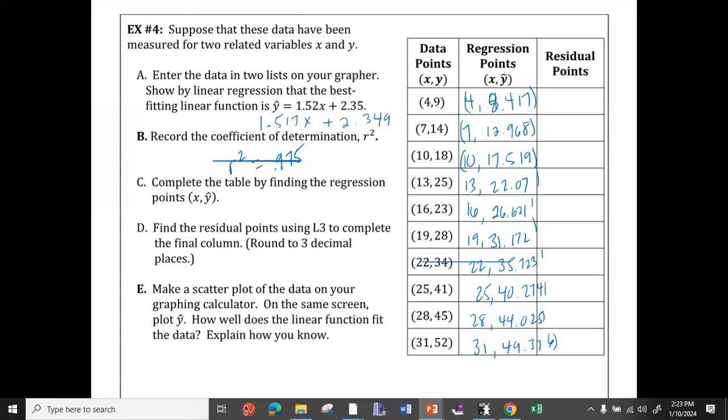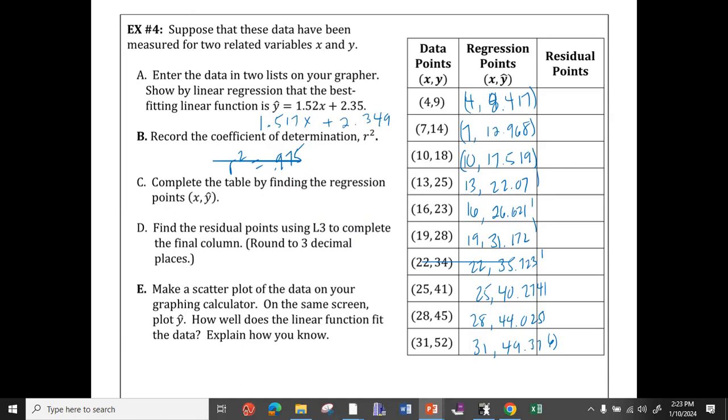Remember, my pen does weird things? So we found our R squared, and because R squared is fairly close to 1, we know that this is a really good model, right? So we found our values. Now, find the residual points using L3, which we did, round to 3 decimal places.